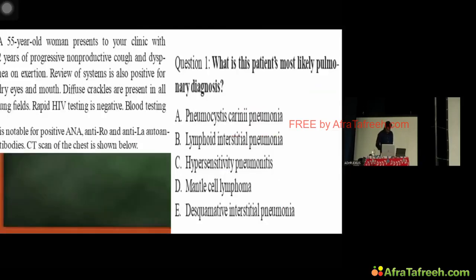A 55-year-old female presents to your clinic with a 2-year history of non-productive cough and dyspnea on exertion. Review of systems is also positive for dry eyes and dry mouth. Diffuse crackles are present in the lung fields. Blood testing is notable for positive ANA and Ro/La antibodies. It is lymphoid interstitial pneumonia.